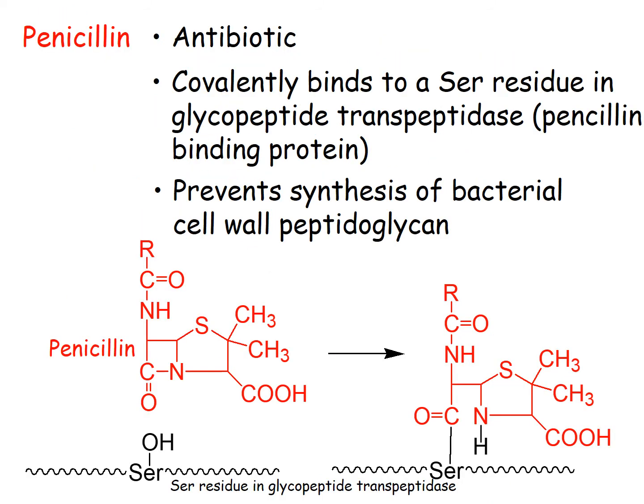Another example here is penicillin, which is an antibiotic discovered by Sir Alexander Fleming. Penicillin can bind to the serine active site within the transpeptidase enzyme, and this inhibits the function of this enzyme, which is to build the bacterial cell wall peptidoglycan. As a result, this eventually kills the bacteria.